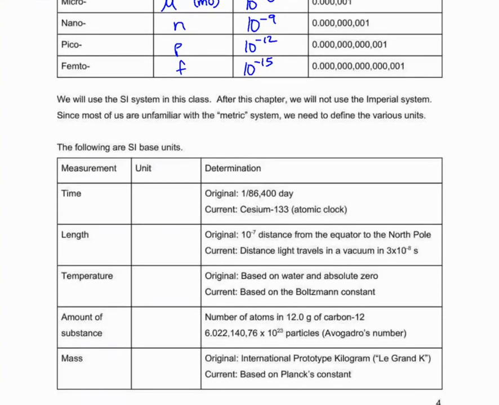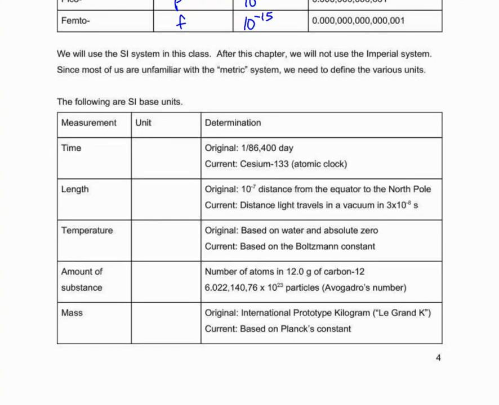We will use the international system in this class. After this chapter, we're not going to use the imperial system. Since most of us are unfamiliar with the metric system, we need to define the various units. So for time, the unit is the second, abbreviated with a lowercase s.